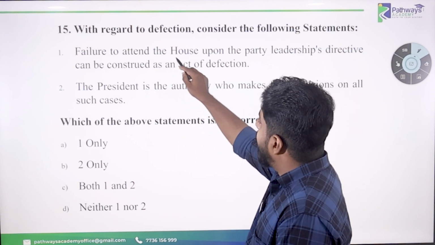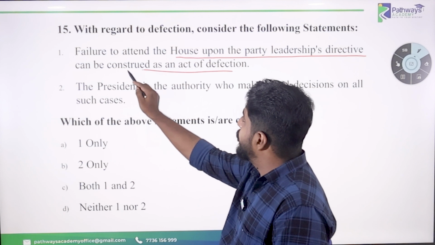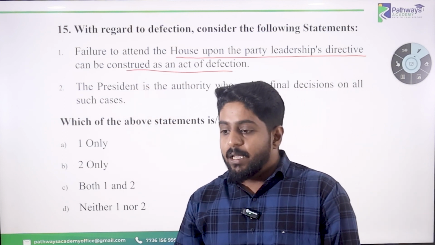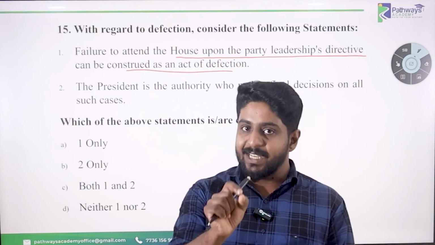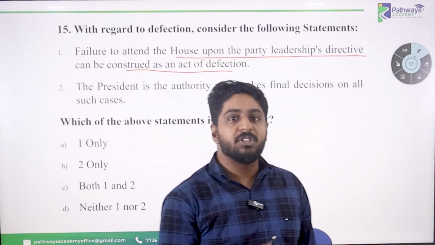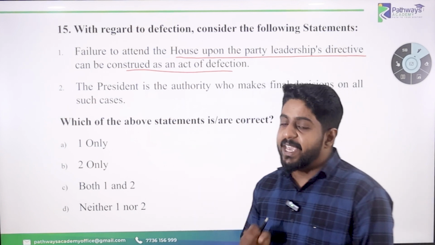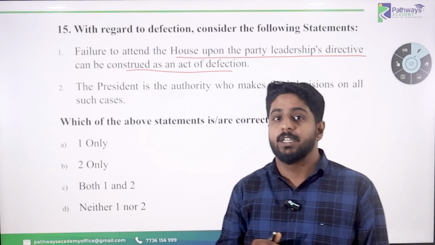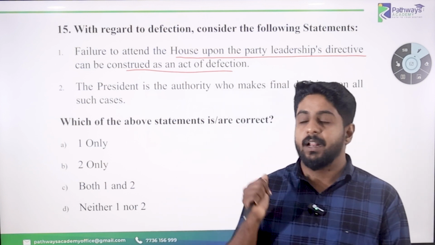Failure to attend the house upon the party leadership's directive can be constituted as an act of defection. Yes, my dear friends, the party will issue some whip. Whip means instructions, advices, isn't it? You would have heard about chief whip, isn't it? So the party will give you some instructions and you are supposed to obey these instructions. Why? Because you are elected in that party symbol.